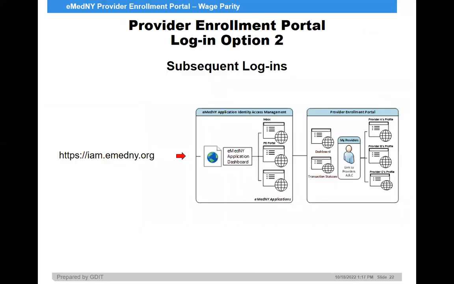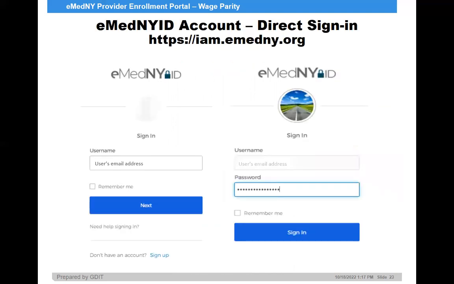Now we're going to show you how to log in to the PE portal once you've created an account and have a username and password. There is a specific web address, https://iam.emedny.org. We recommend that you bookmark this website in your web browser for easy access. Let's go through the direct sign-in process from iam.emedny.org. Here's the eMedNYID screen.